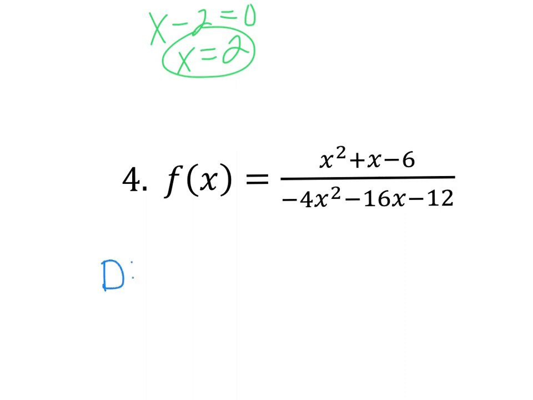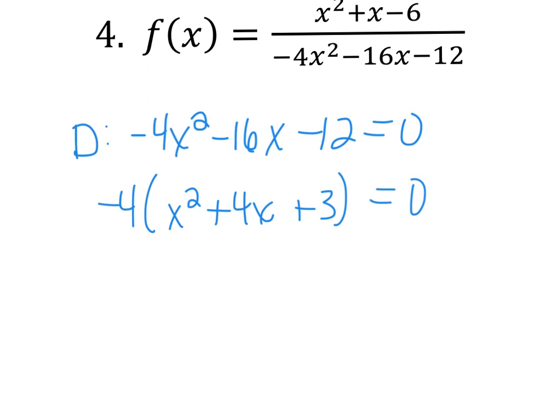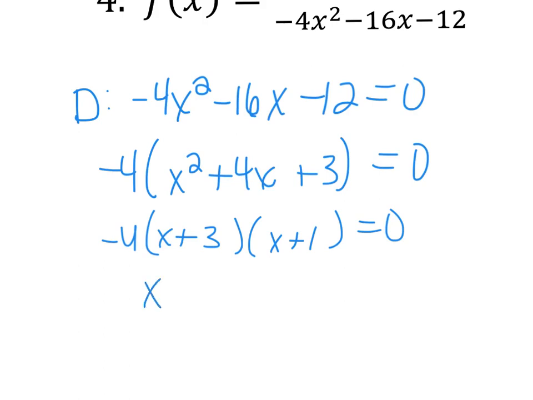Domain. Okay, negative 4x squared minus 16x minus 12 equals 0. GCF? Negative 4. So I'm left with x squared plus 4x plus 3 equals 0. What are the factors of positive 3 that when I multiply I get 3 and when I add I get 4? x plus 3, x plus 1. Good. So I have my domain restrictions.